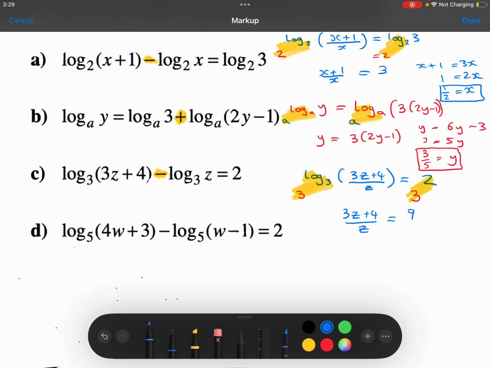If I times both sides by z to get rid of that fraction, subtract 3z from both sides, and divide both sides by 6, I find that z is 2/3.